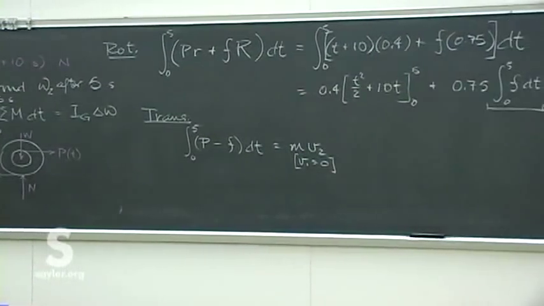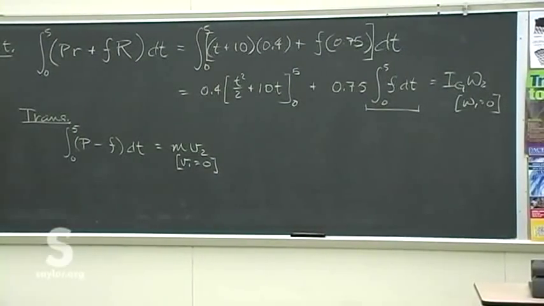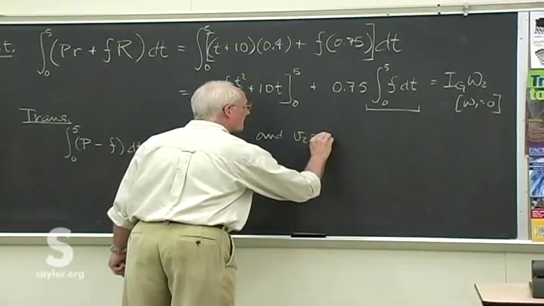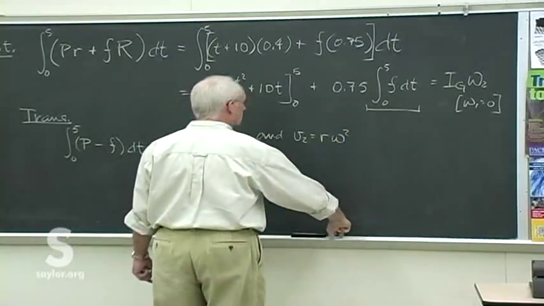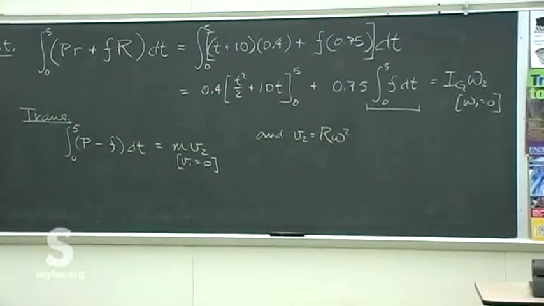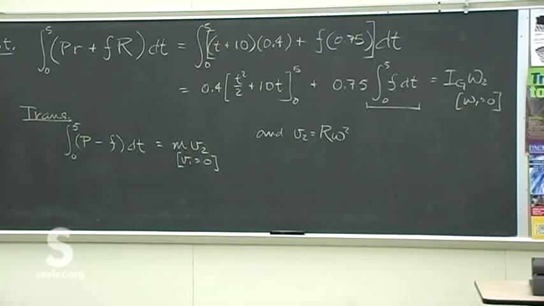One last little bit, but that's the no slip condition on the velocity and the angular velocity. Big R. The second equation will have V2 in it. First equation has omega 2 in it, so you'll also need that to tie the two together. How do you like that one, David?